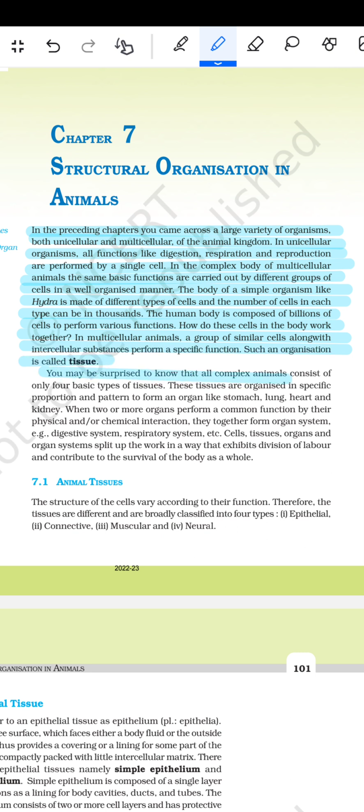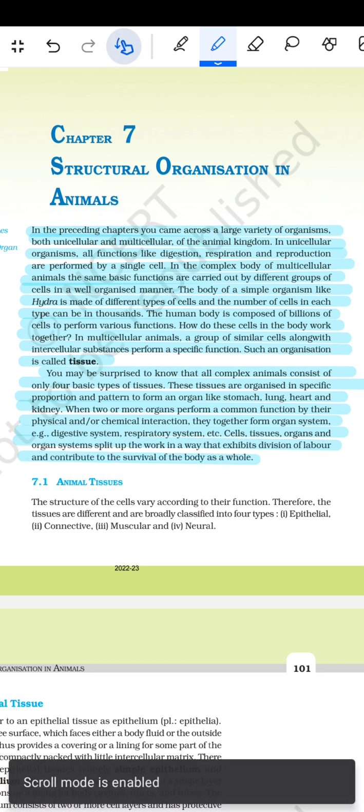You may be surprised to know that all complex animals consist of only four basic types of tissue. These tissues are organized in specific proportion and pattern to form an organ like the stomach, lung, heart, and kidney. When two or more organs perform a common function by their physical and/or chemical interaction, they together form an organ system. Example: digestive system, respiratory system, etc. Cells, tissue, organ, and organ system split up the work in such a way that it gives division of labor and contributes to the survival of the body as a whole.